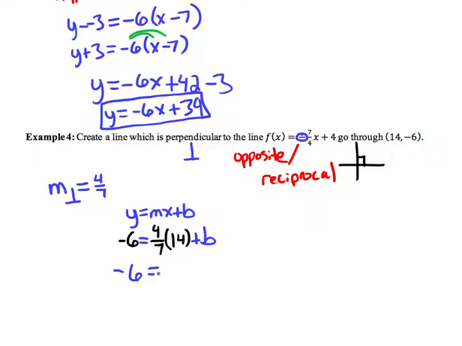So let's see, -6. 14 over 7, sweet, that's 2. So that's 8. So it looks like we just need to subtract that 8 to the other side. I'll show my work this time.